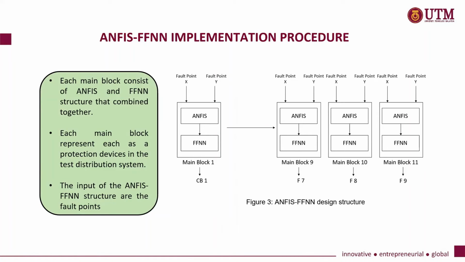Figure 3 here shows the implementation procedure to design the ANFIS-FFNN structure. Each main block consists of ANFIS and FFNN structures combined together. Since there are 2 circuit breakers and 9 fuses in the test distribution system, in this design there are 11 main blocks, where each main block represents a protection device in the test distribution system. There will be 2 inputs for the ANFIS-FFNN structure, which are the fault points X and Y.